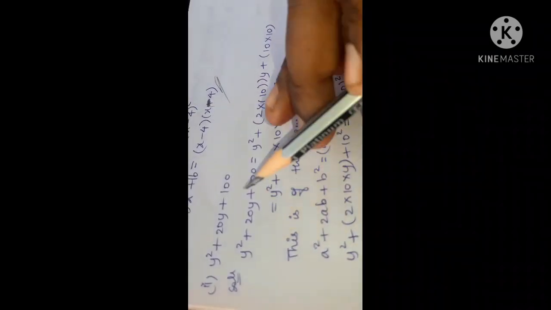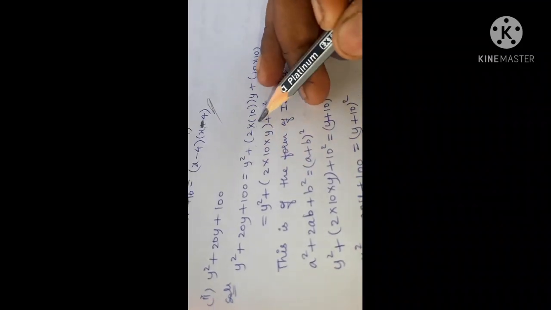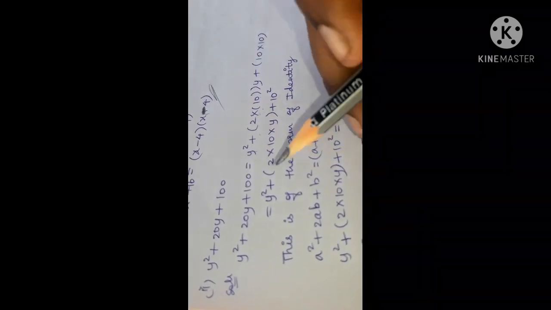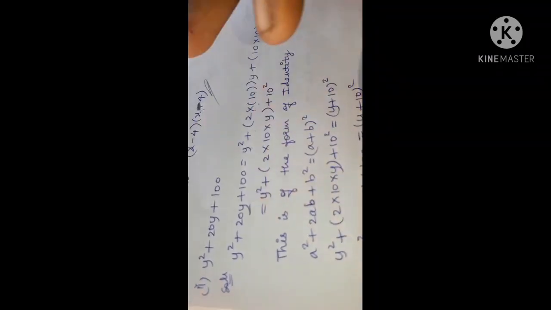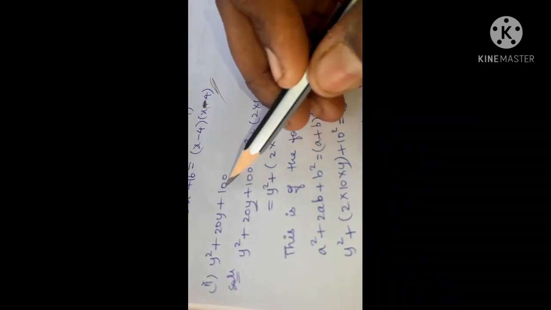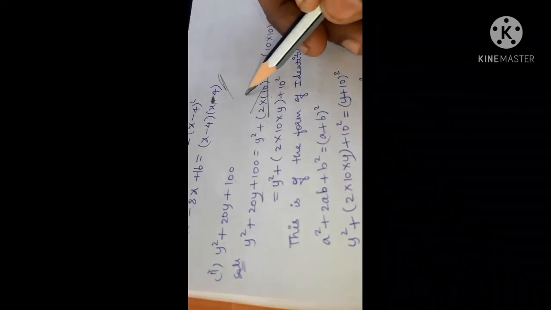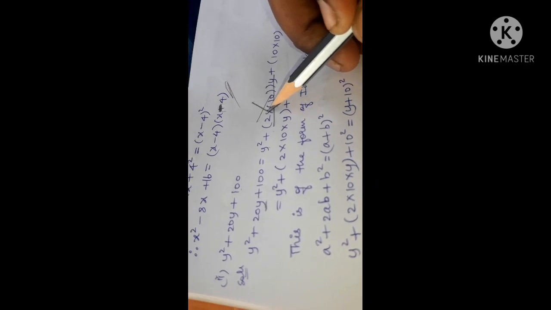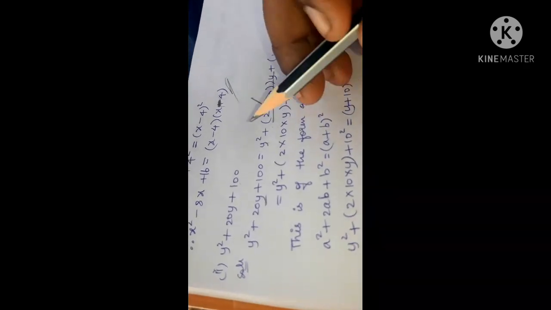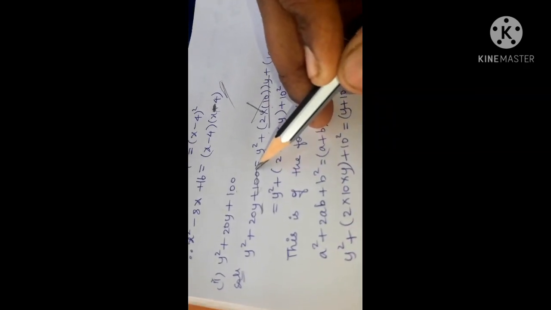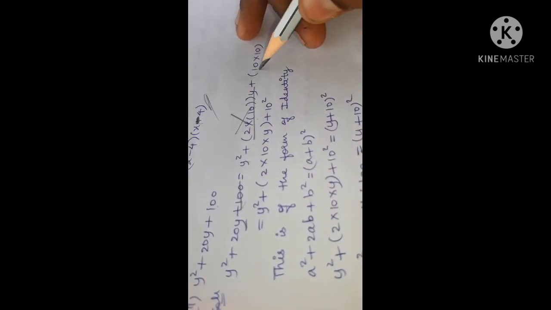Now you'll just change this into y square plus 2 into 10 into y. I told you already, before doing this middle term, you should do the last term. You should expand the last term. 100 is a perfect square of 10, right? So it is 10 into 10.